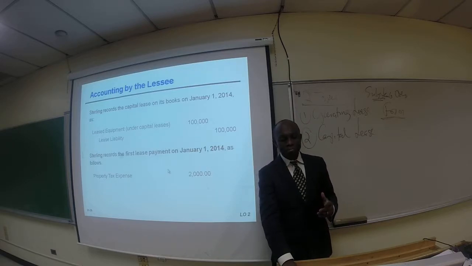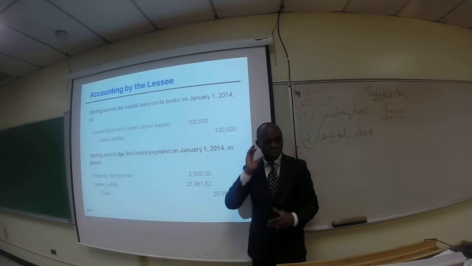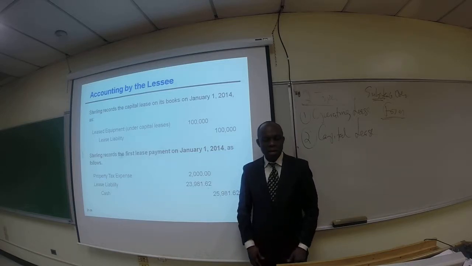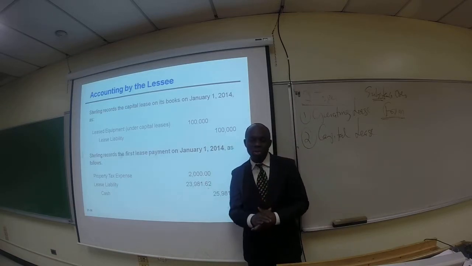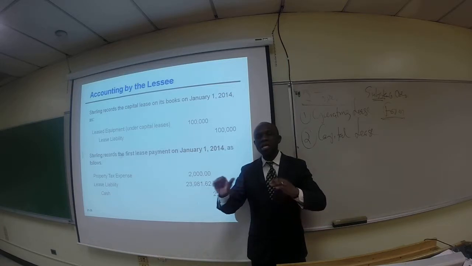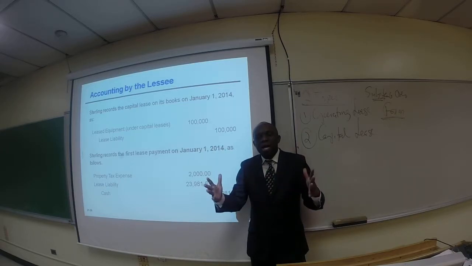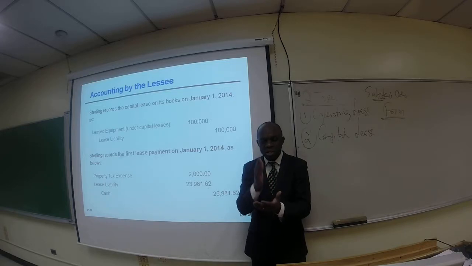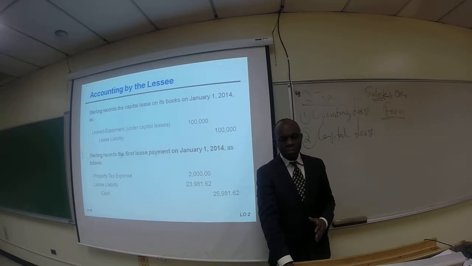Now, on January 1st, take a look at the first lease payment, because we said that this is annuity due. The first payment is required to be made at the beginning of the lease term. So the property tax expense is $2,000. Again, we are still talking about accounting from the lessee standpoint. The lease liability is $23,981. Cash is $25,981. As you can see, interest is not a factor here because there is no elapse of time. In other words, this is the beginning of the lease and the payment was done. So there is no justification for recognizing interest because no time has expired.